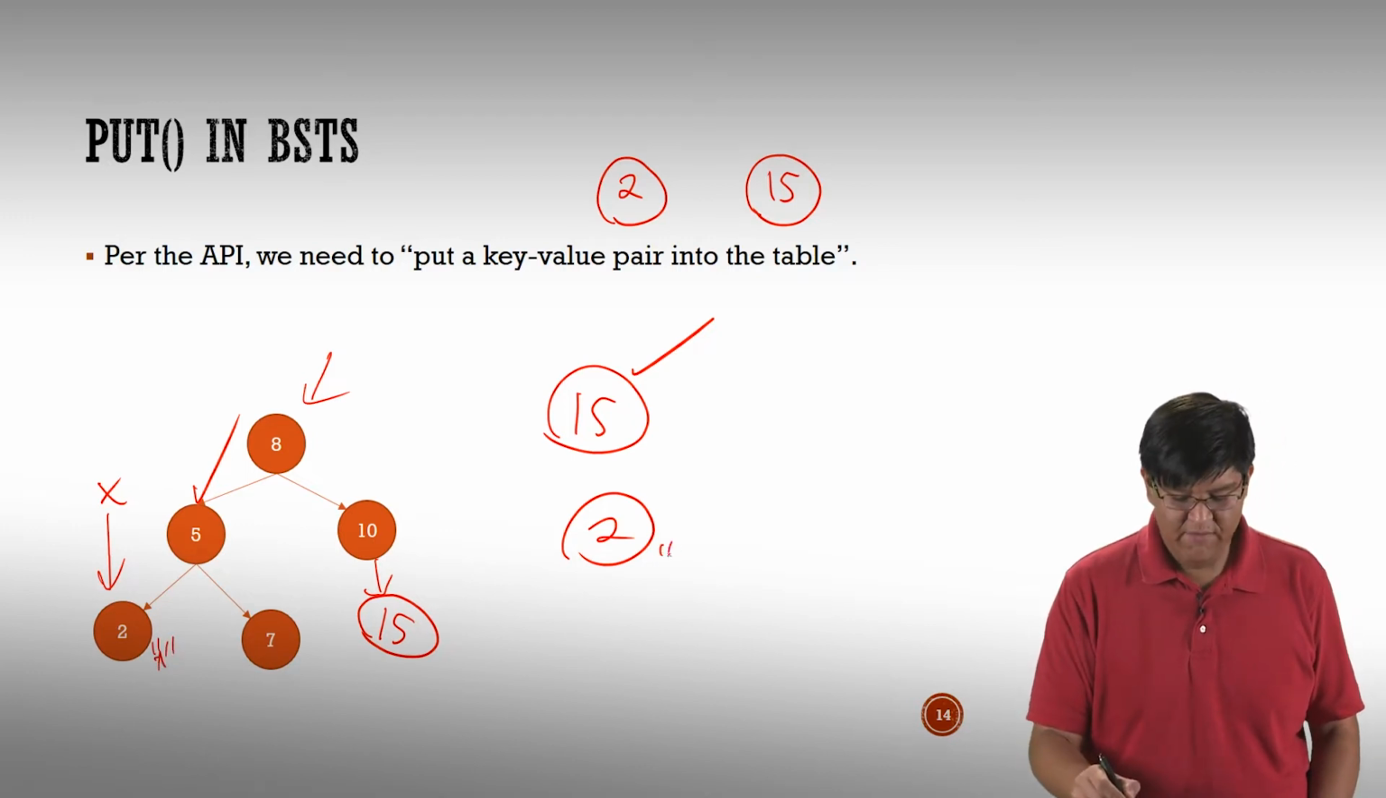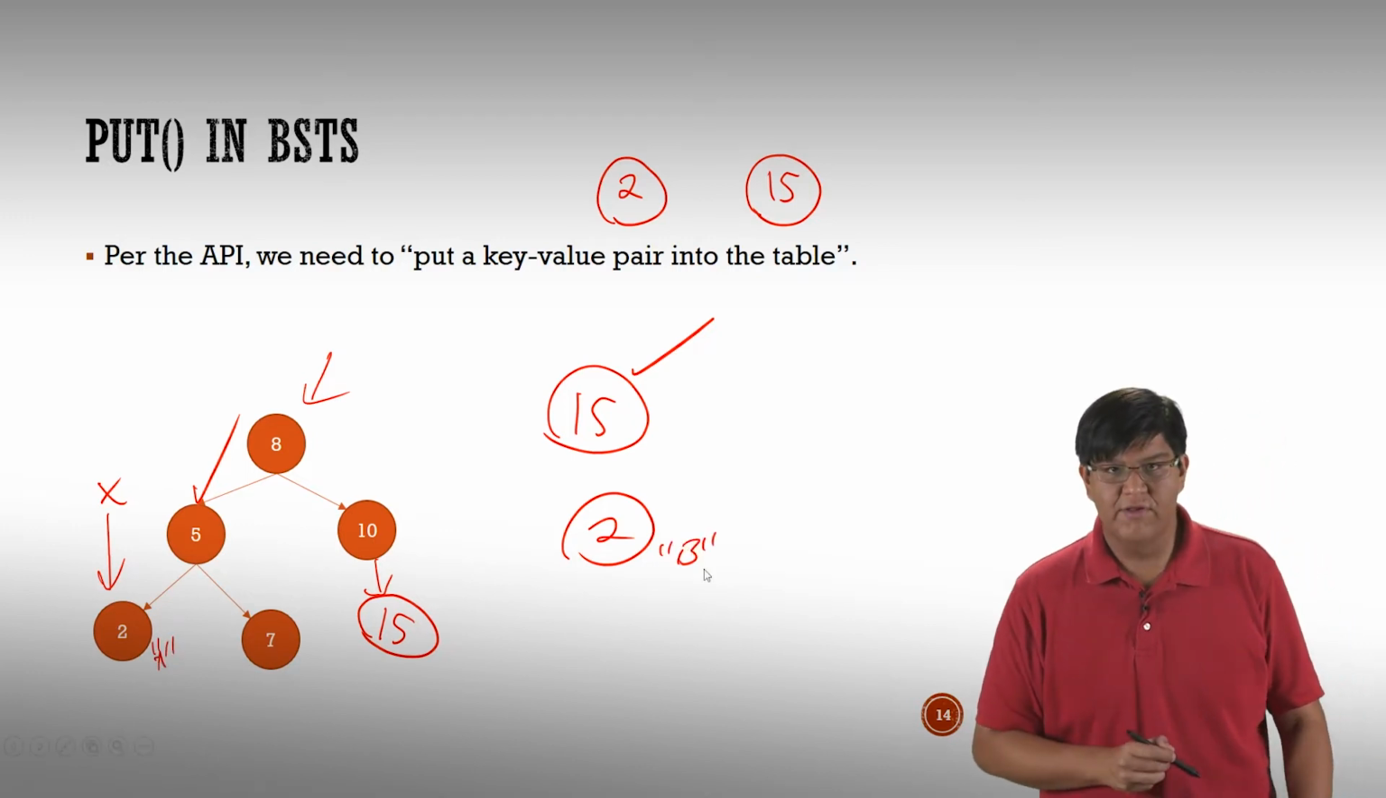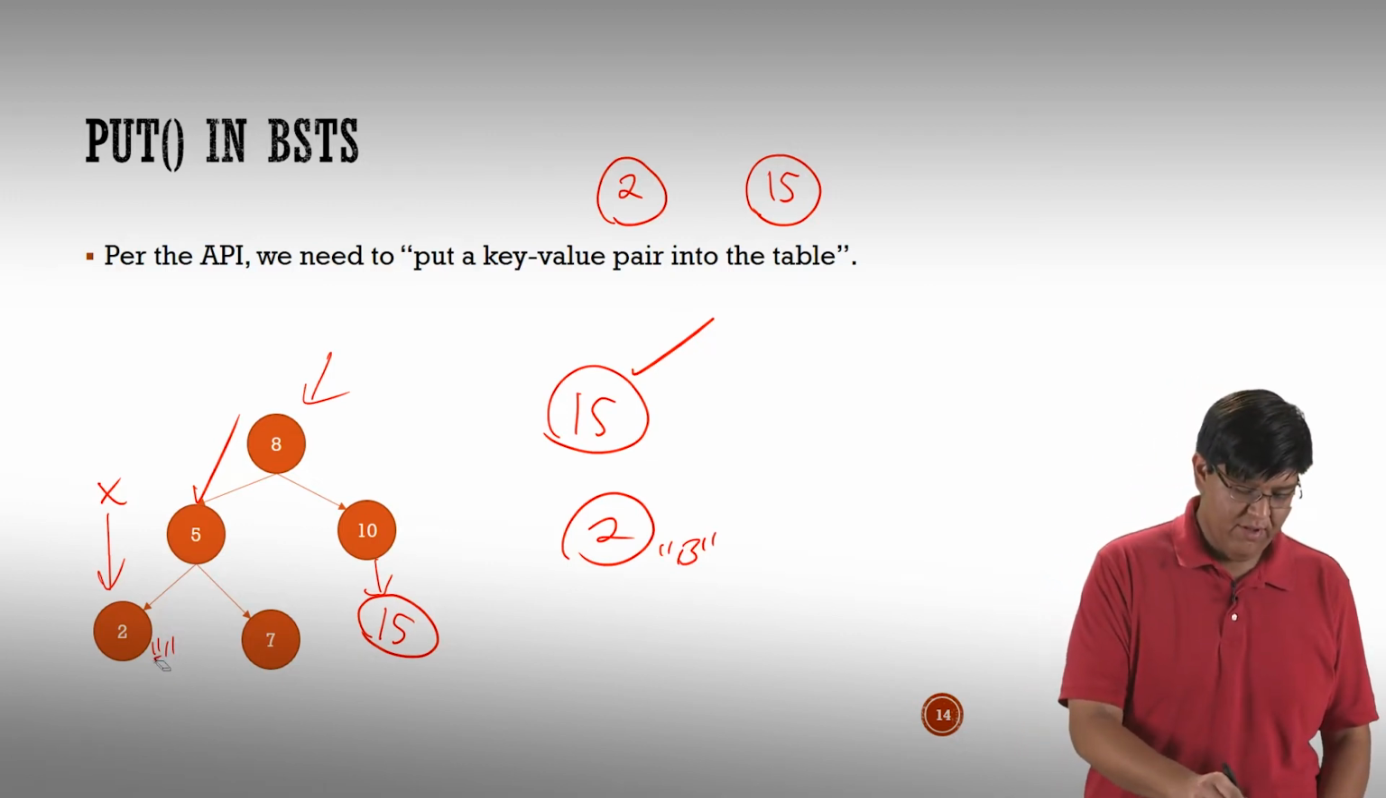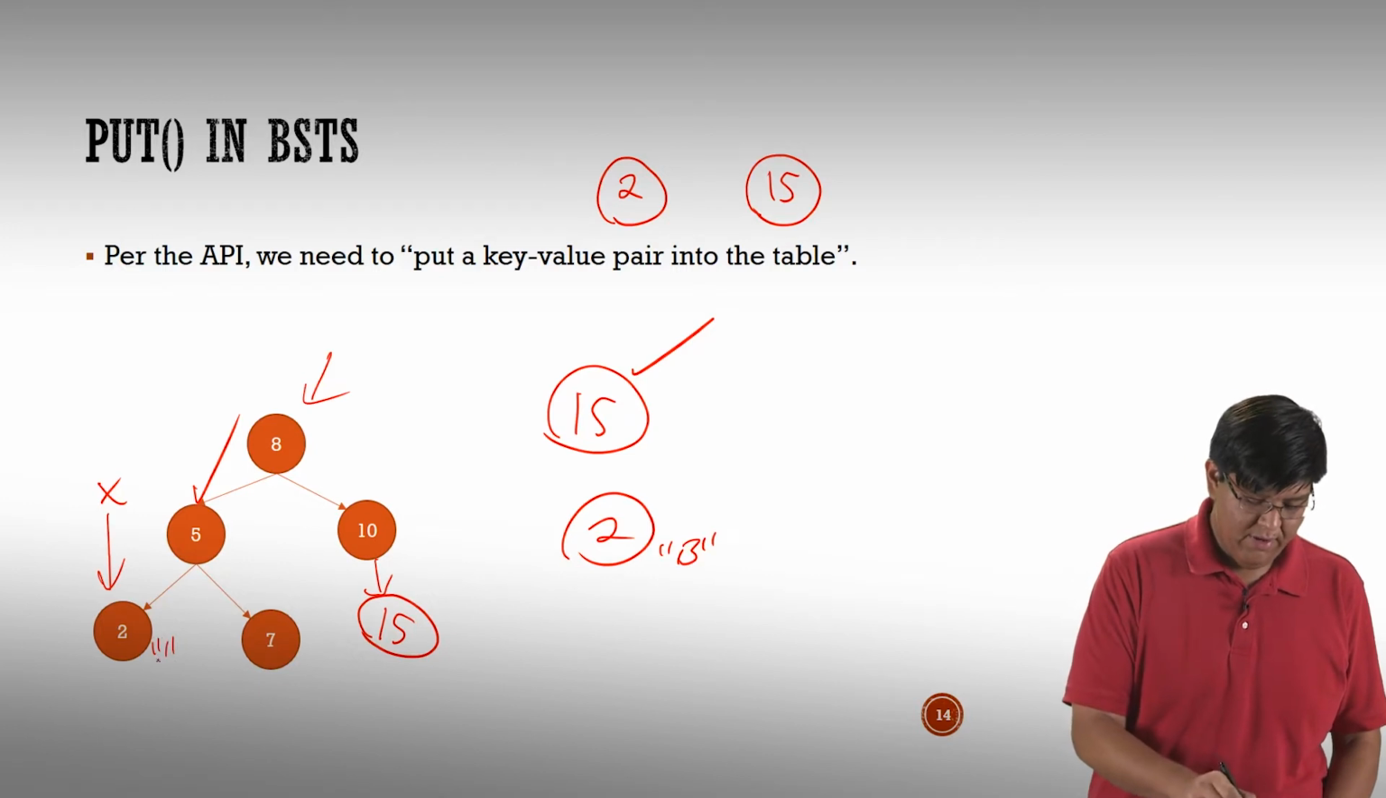And over here I have B. That's the value associated with the key 2. Well, over here, basically what happened is this gets updated. So all of a sudden that's no longer an A in there. That would now be a B. That would be the job of put.